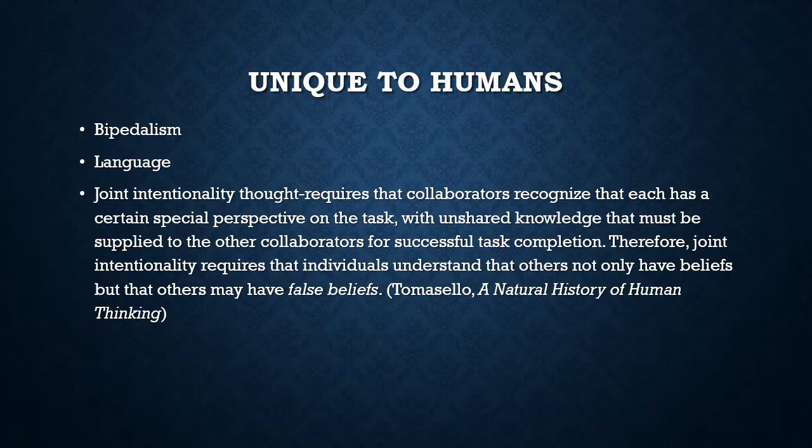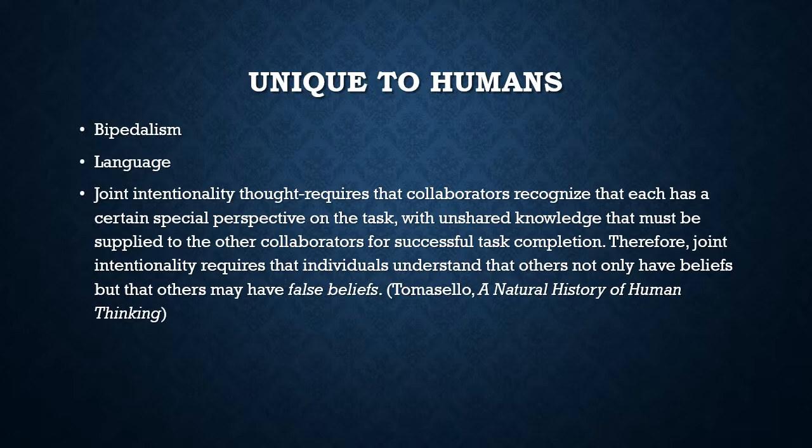So here are some things that scientists say are unique to humans. The first is bipedalism, so being able to walk upright on two limbs. Language, whether that be oral or written, or both. And then Tomasello, in his book A Natural History of Human Thinking, wrote about joint intentionality of thought, and it's a much higher level of thinking.